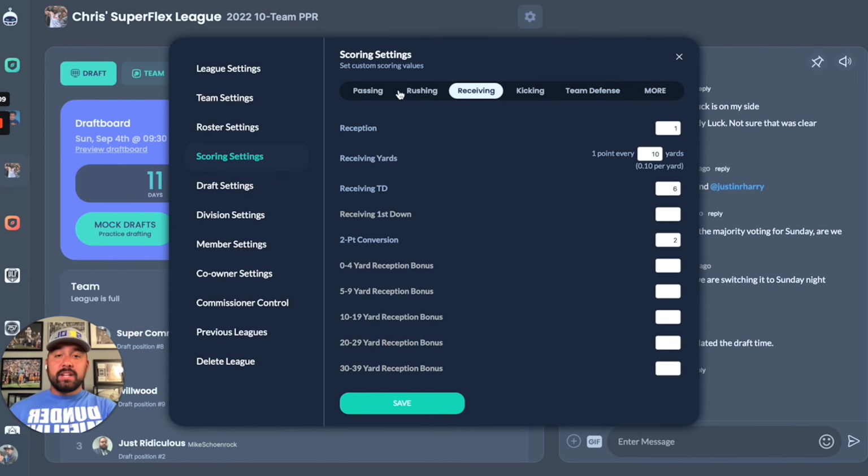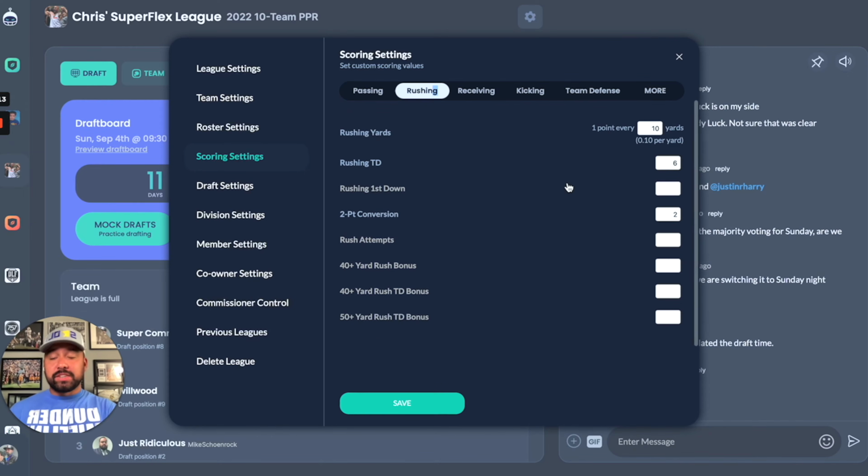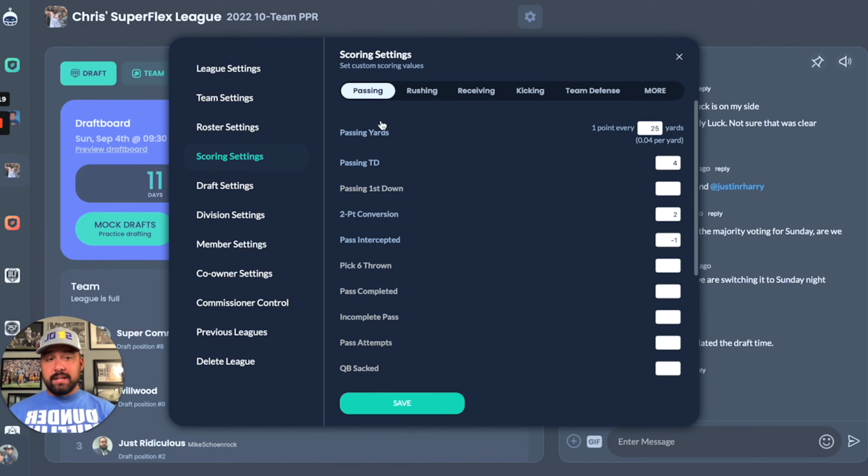All right, and then you want to look at touchdown value. 6 for receiving, 6 for rushing. That is pretty stock on every single website that you play for, but passing is where it can be different. If a passing touchdown is 4, that's pretty normal. If you're at 6 points, you're at a place where the quarterback value will rise a little bit higher because of what total scoring they can provide you.